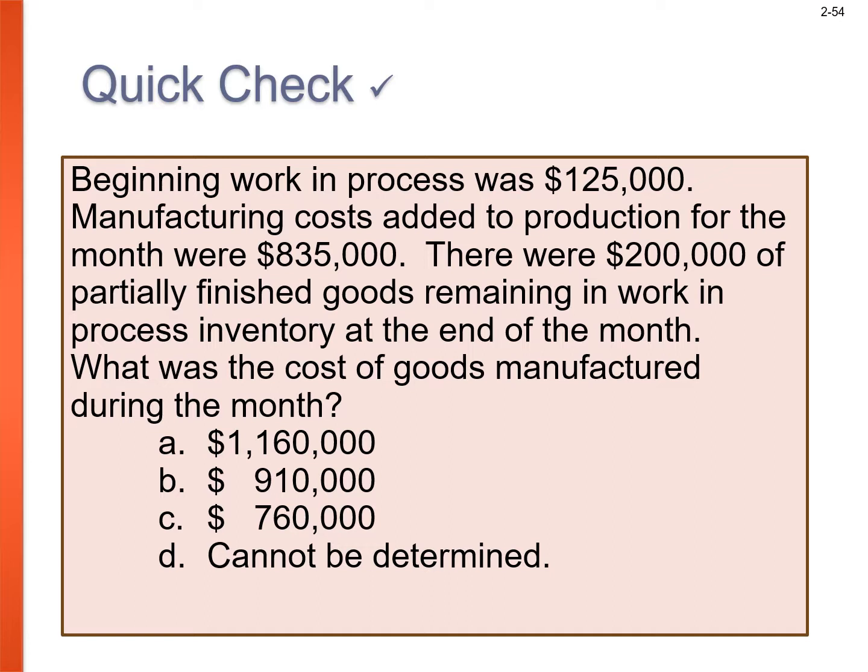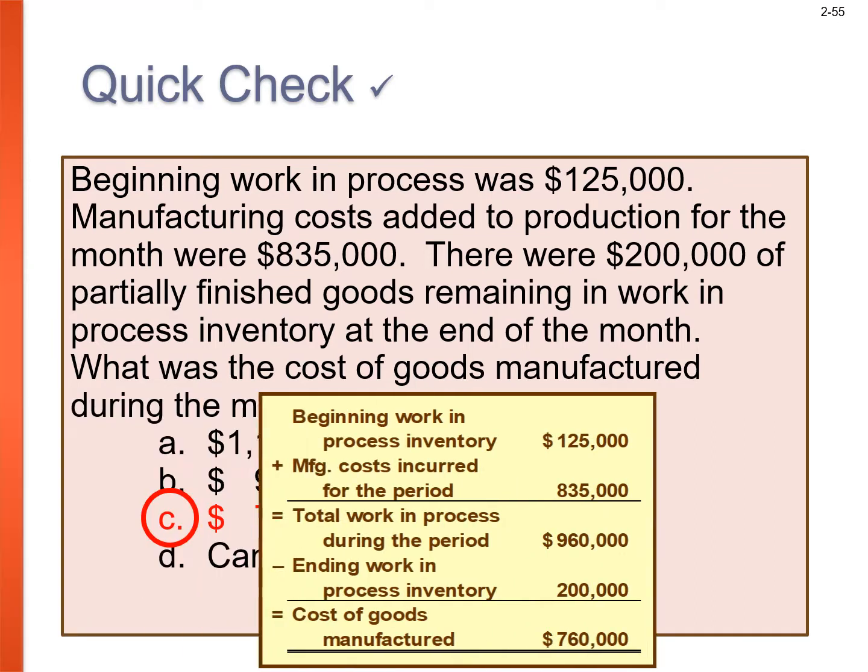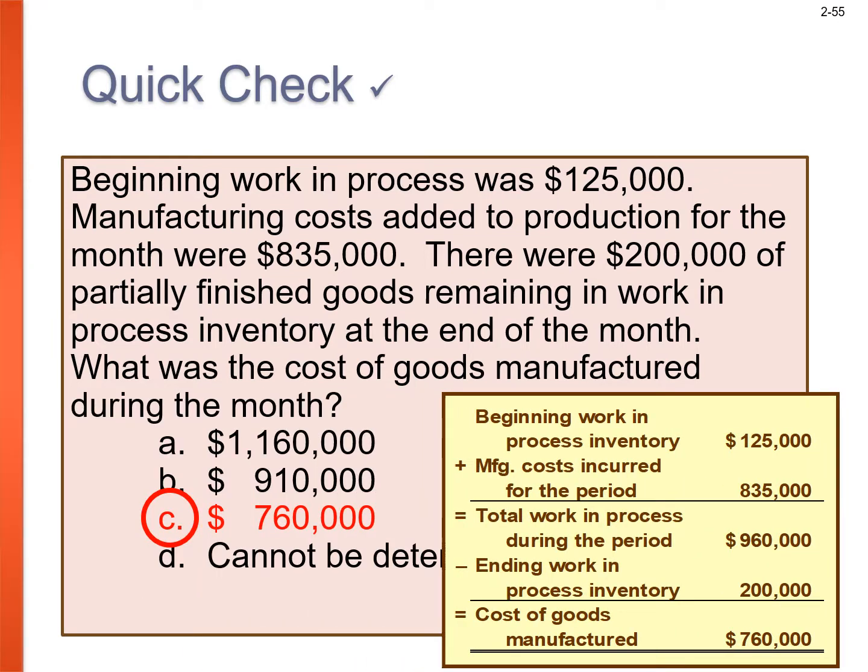Beginning work in process was $125,000. Manufacturing costs added to production for the month were $835,000. There were $200,000 of partially finished goods remaining in work in process at the end of the month. What was the cost of goods manufactured during the month? Well, remember, we take the $125,000 beginning work in process, add the manufacturing costs for the month that would have been added to work in process during the month, $835,000. Subtract what's still being worked on, the cost of those items, $200,000. Answer, $760,000. And there's your computation.